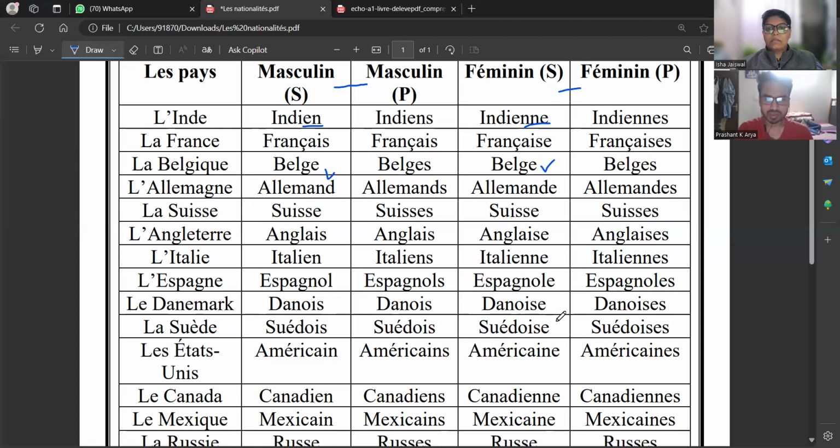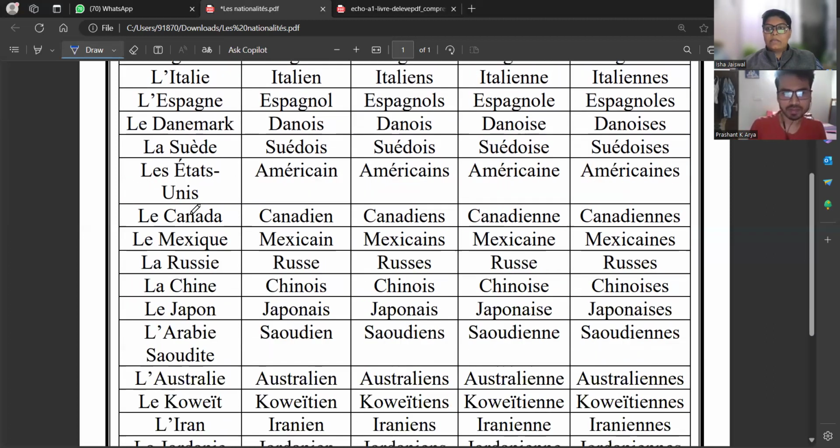Suédois and Suédoise. Les États-Unis. Okay, how will you pronounce this? American. Yes, this is America and this is American. Le Canada. Canadien, Canadien. Canada and Canadian.